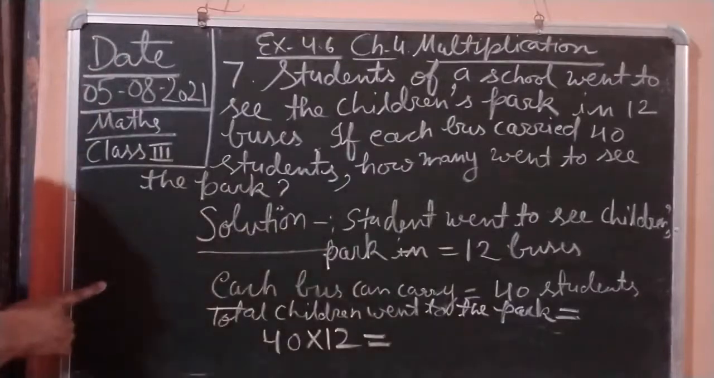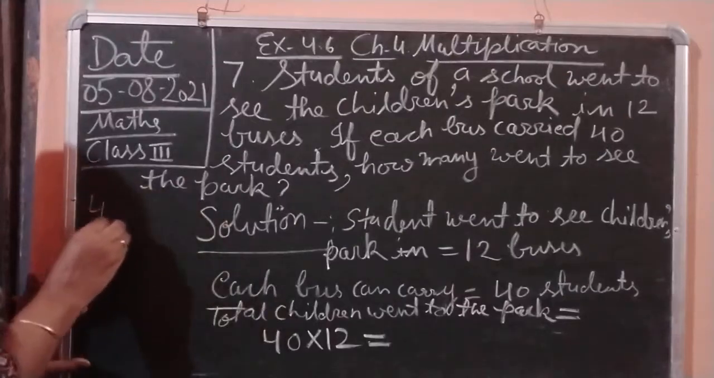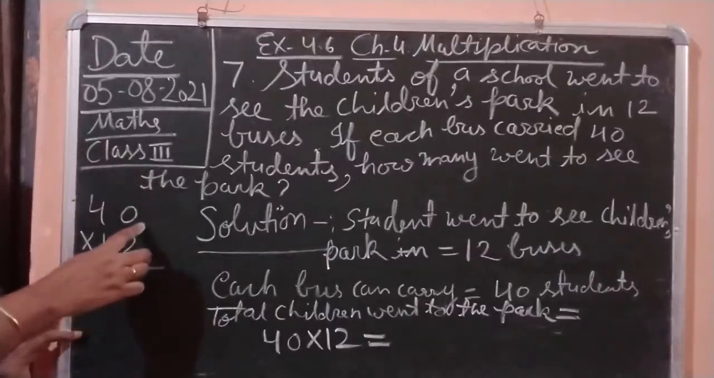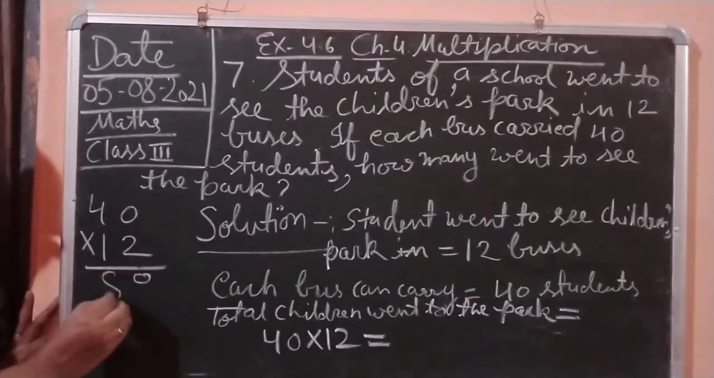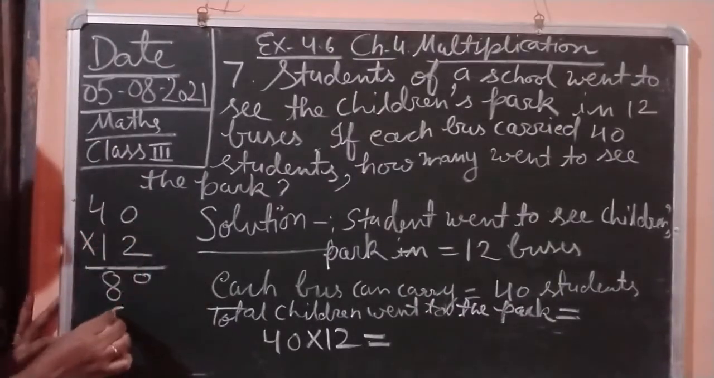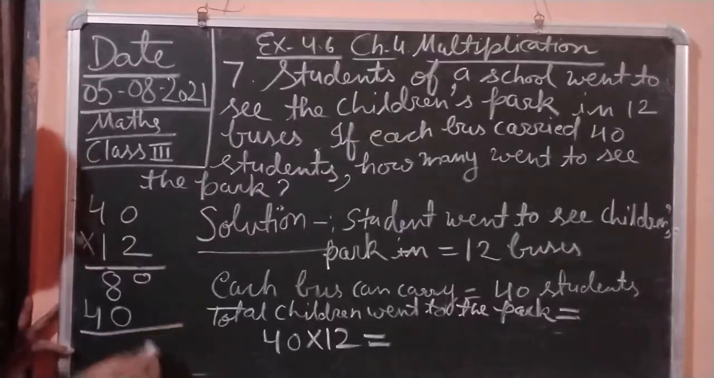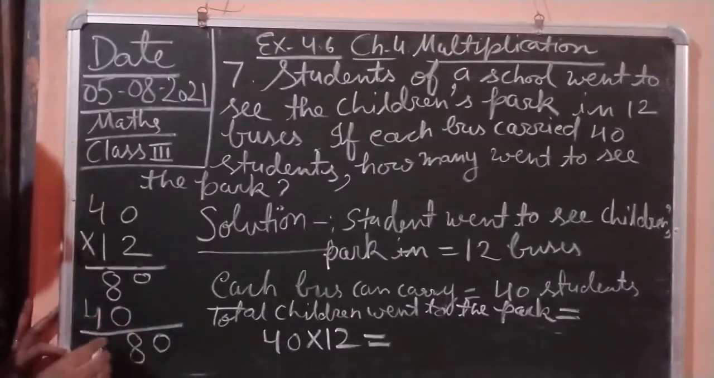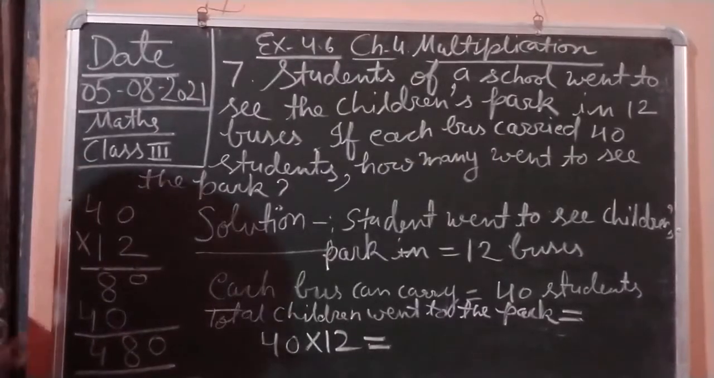Now here I will do the multiplication first. 40 by 12 we will do first. Two zeros are 0, children. Two fours are 8. One zero is 0. And one four is 4. Now, children, we will write over here 0. 8 plus 0, we will get 8. And 4 will be there. Now the answer is 480 children.